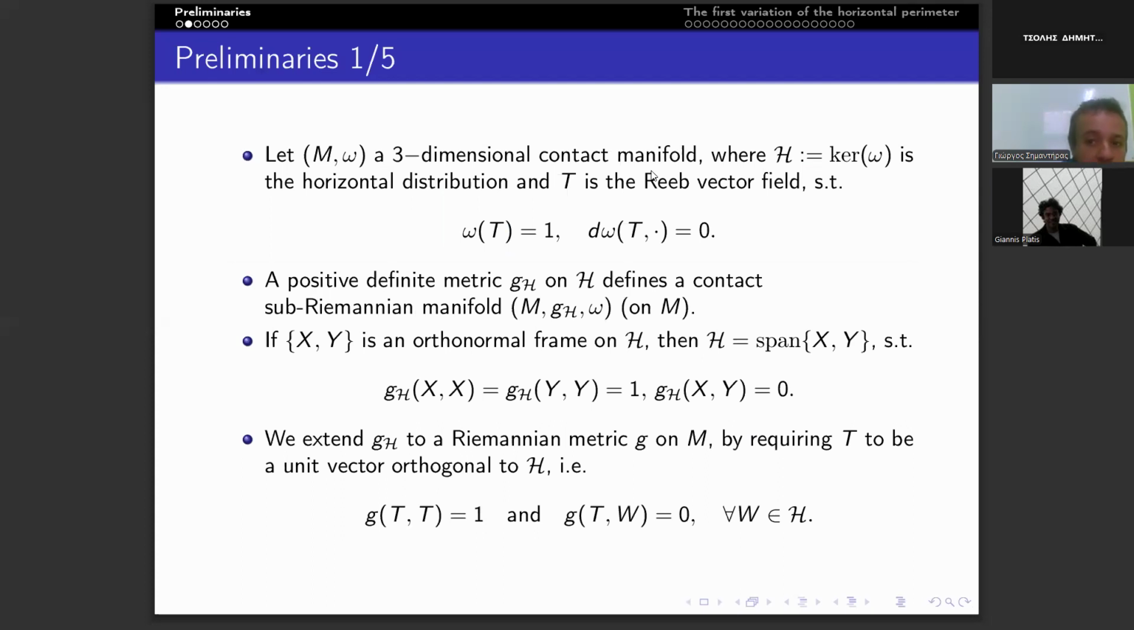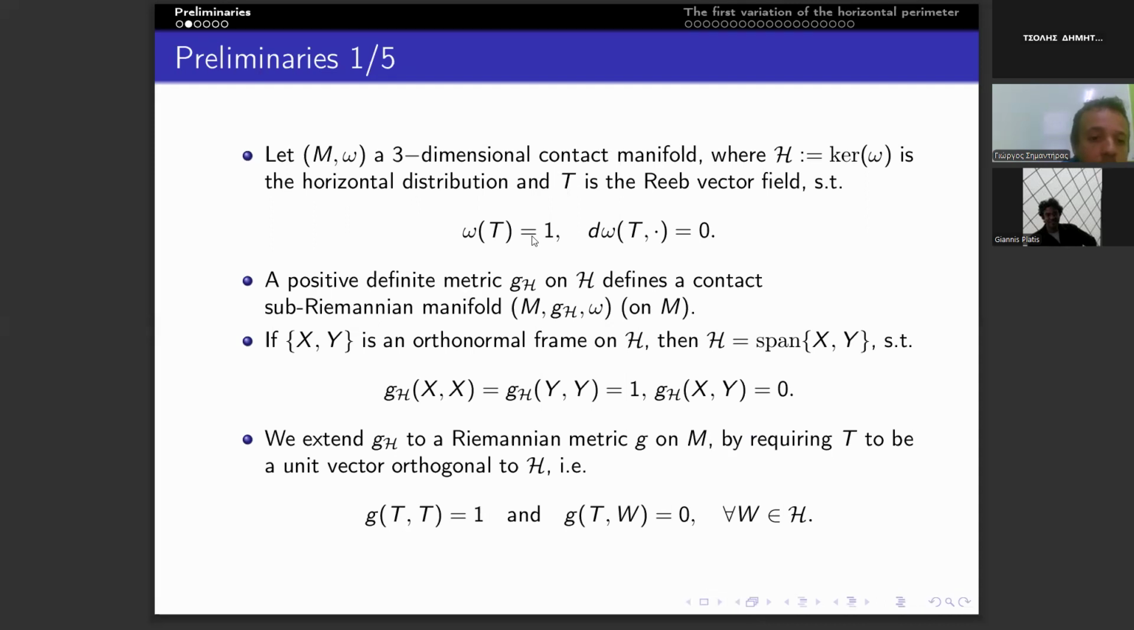kernel of omega as the horizontal distribution, and T is the Reeb vector field, which satisfies the two properties here: omega(T) is 1, and the interior product d omega with T is 0. We equip the horizontal distribution with a positive definite metric, a family of inner products, and then we have a contact sub-Riemannian manifold (M, g_H, omega) on M.